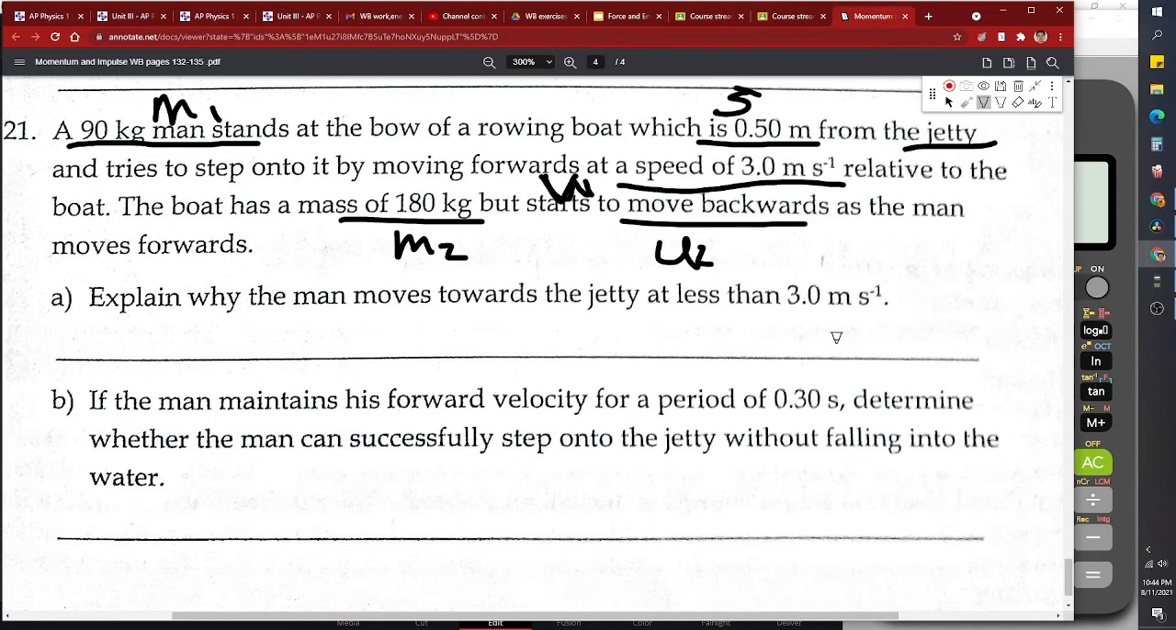Well, for us to do that, let's see what we understand about the question first, right? For the man and the jetty, maybe we draw a little diagram to help us. So we have the boat, we have the man stepping off the boat towards a jetty. And a jetty is just a dock, like this. I'll just draw a little better.